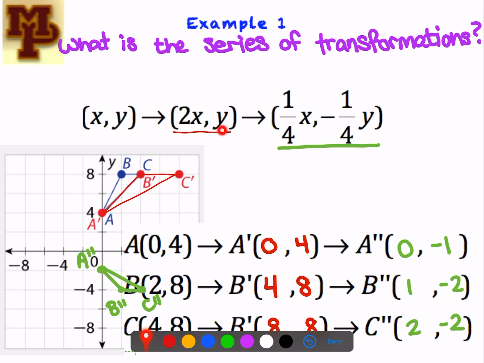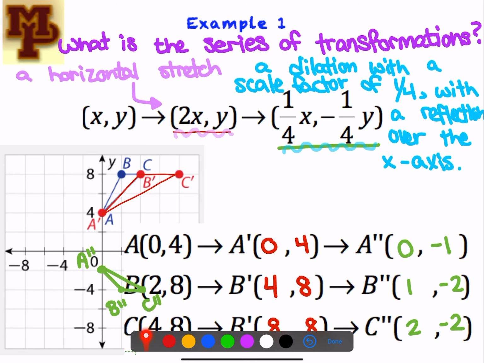So the first thing that we did was a horizontal stretch. So again, we stretched it horizontally by a scale factor of 2. That's why this red is more stretched out than the blue. And then after that, we did a dilation with a scale factor of 1/4 because we multiplied both of these by 1/4. As we can see, it got smaller because we multiplied by a number less than 1. Once we did that dilation, we also combined that with a reflection over the x-axis because, again, we see this negative here, which tells me that I must reflect over the x-axis.